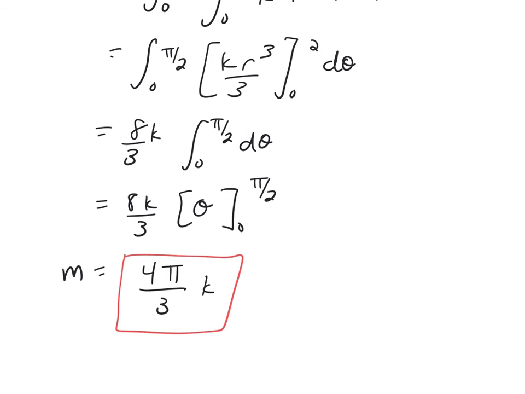So if your region looks nice enough, in this case it was part of a circle, you might consider using what we learned in the previous section about polar coordinates to help you compute this double integral.